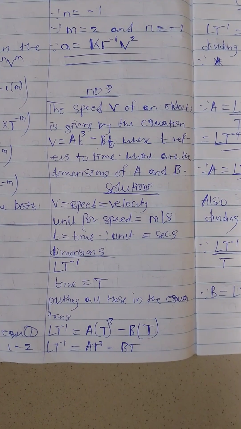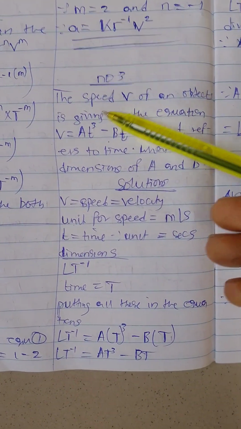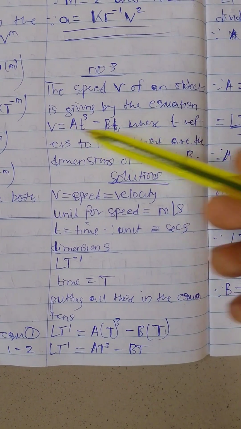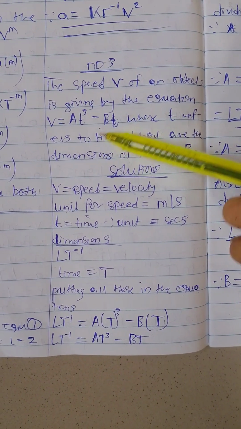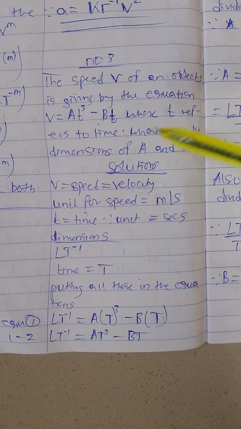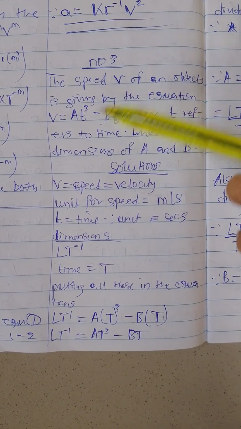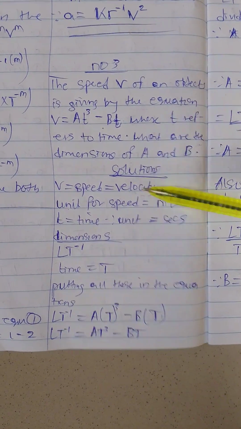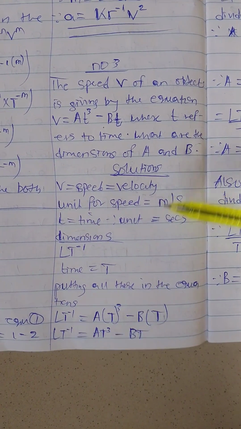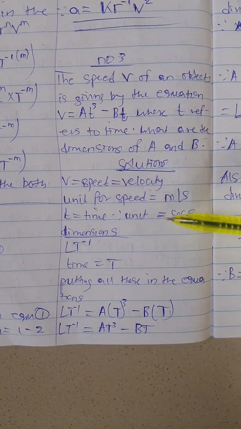Now I have number 3. The number 3 question says that the speed v of an object is given by the equation v equals a t raised to the power 3 minus b t, where t refers to time. Now what are the dimensions of a and b? Solution: to solve this, you know that v is the speed. Since v is speed, the unit for speed is meter per second, right? And t is time, therefore the unit for time is seconds.